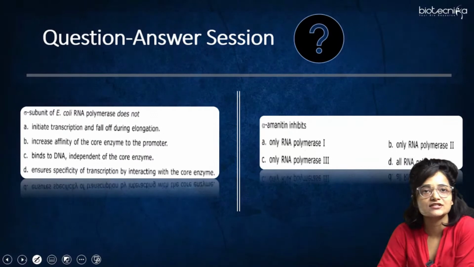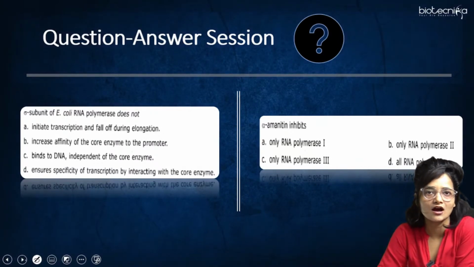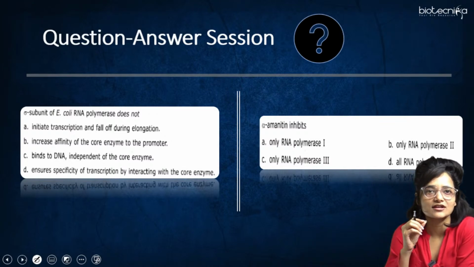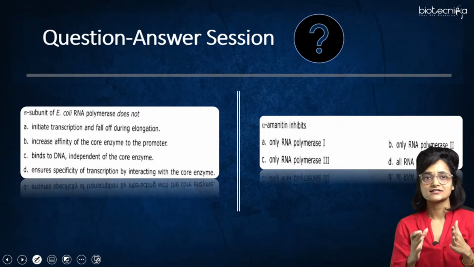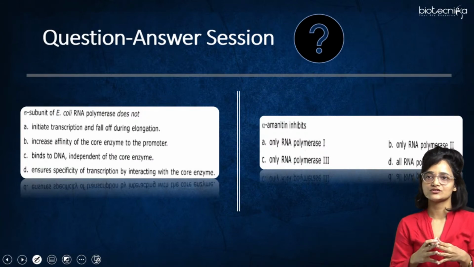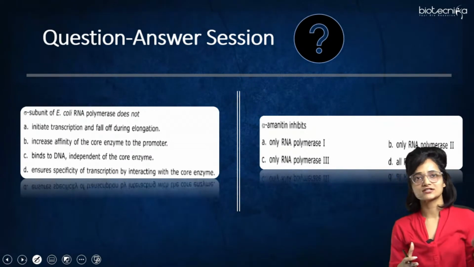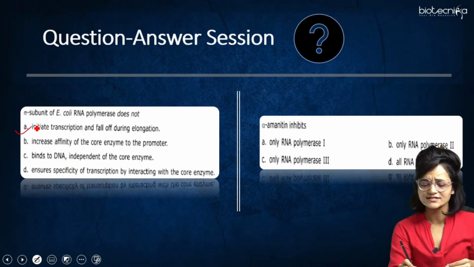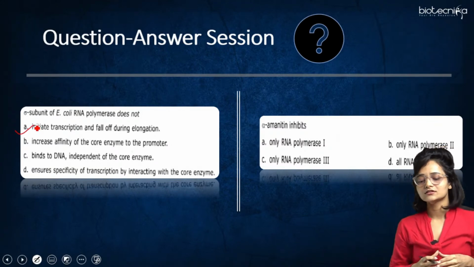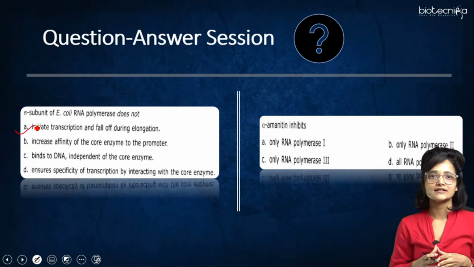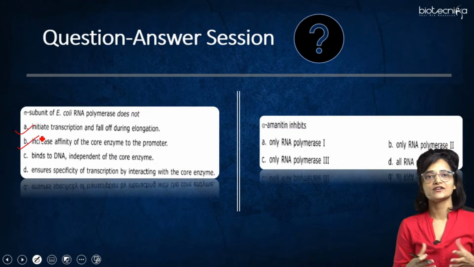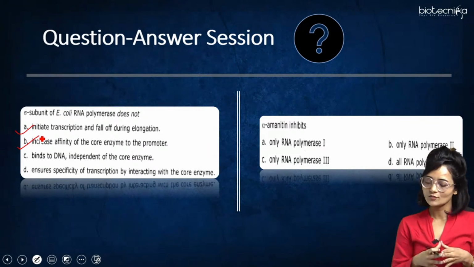So the first question says that the sigma subunit of E. coli RNA polymerase does not... Firstly, it initiates the transcription and falls off during the elongation. This particular statement is correct, because sigma factor is majorly required for the initiation of the transcription, and when the transition occurs from initiation to elongation, the sigma subunit falls off the DNA. So this statement is correct. The second says that there is an increase in affinity of the core enzyme to the promoter. Another major function of the sigma factor is that it increases the affinity of the core enzyme to the promoter. So this option is also correct.